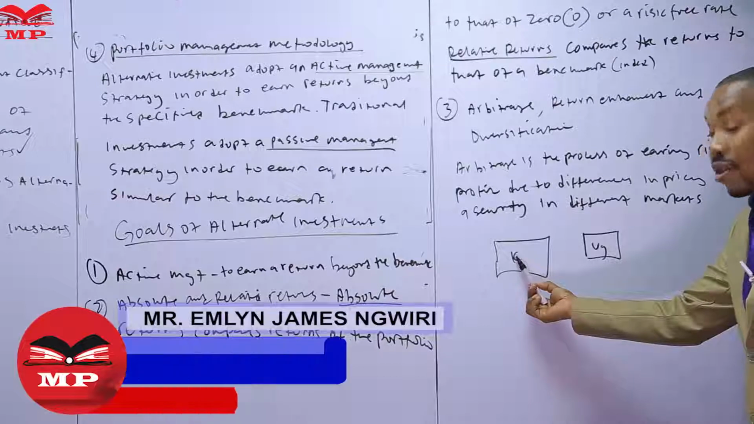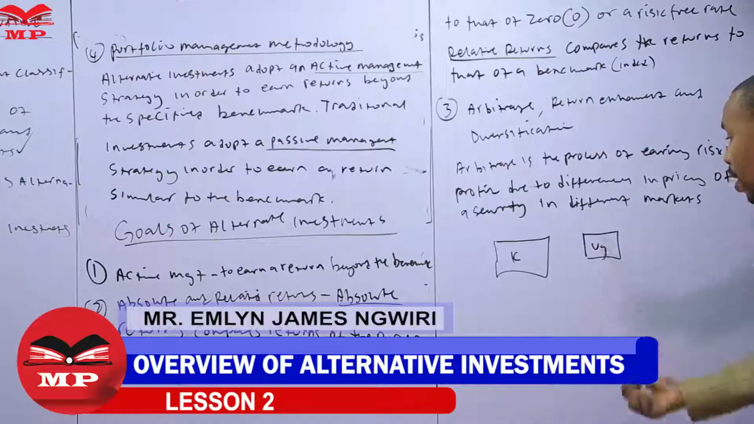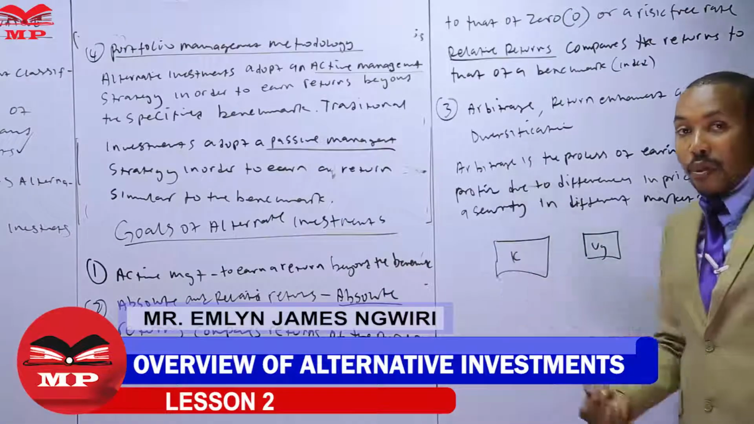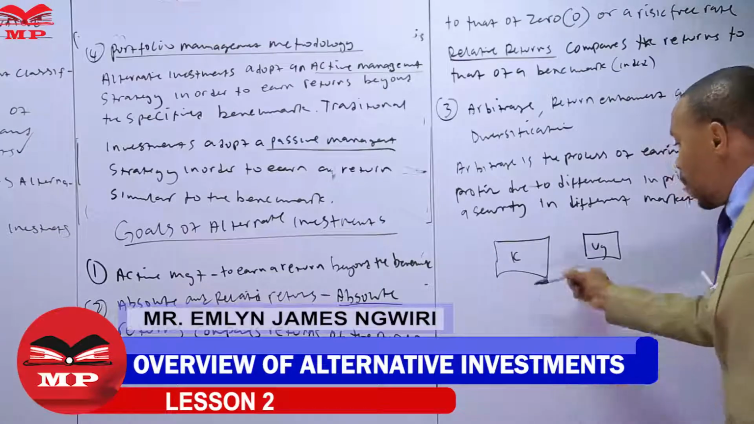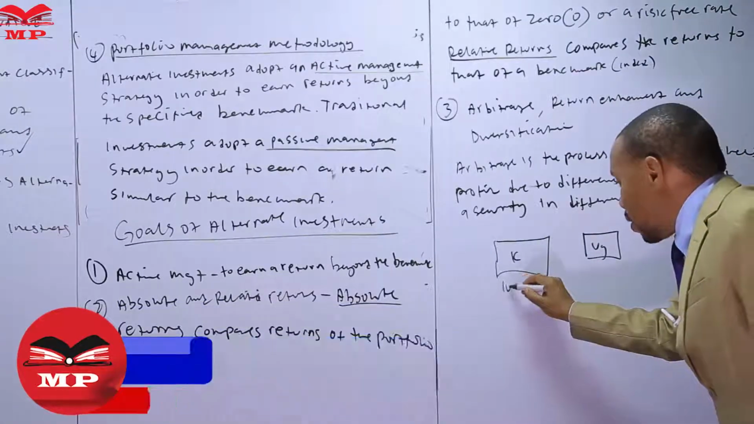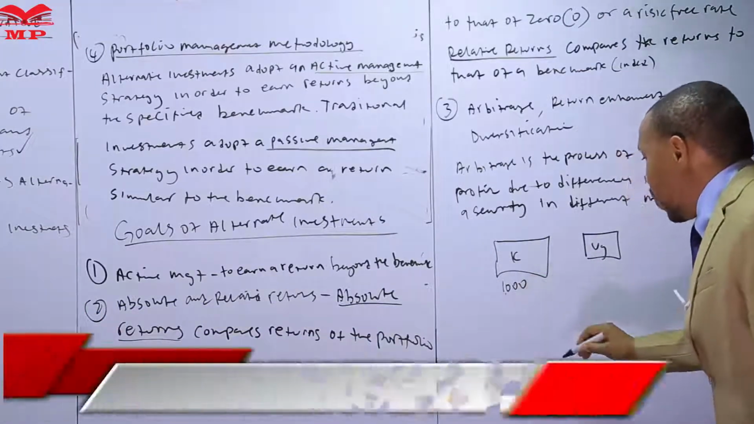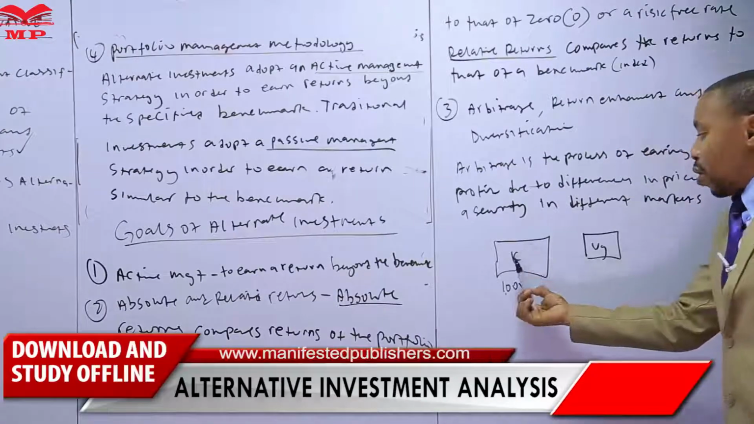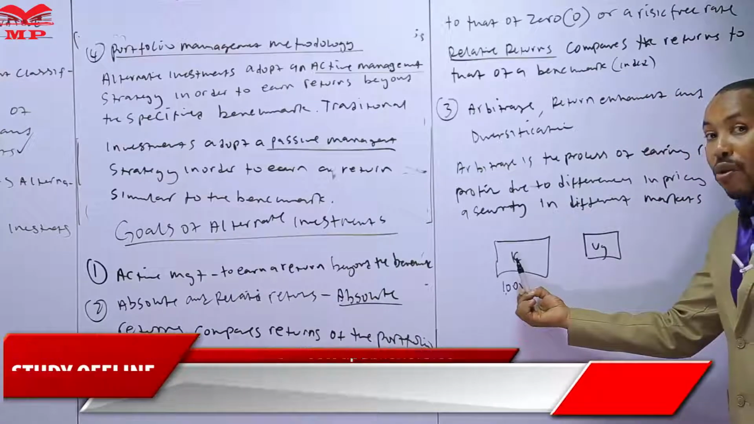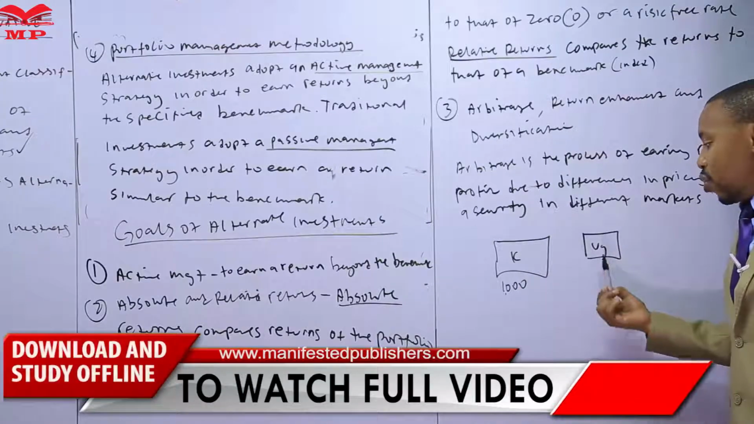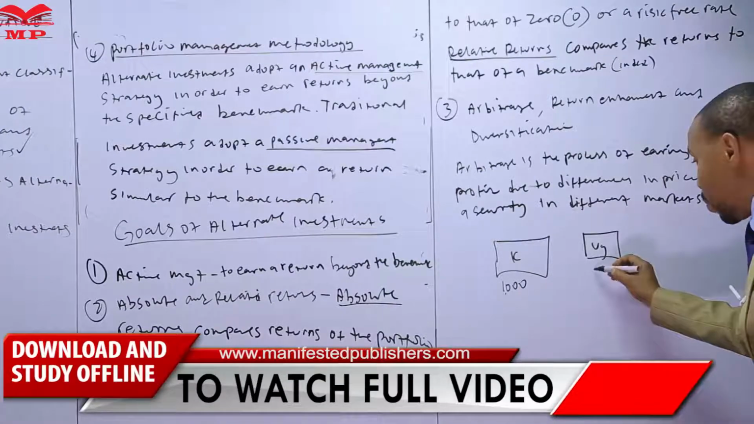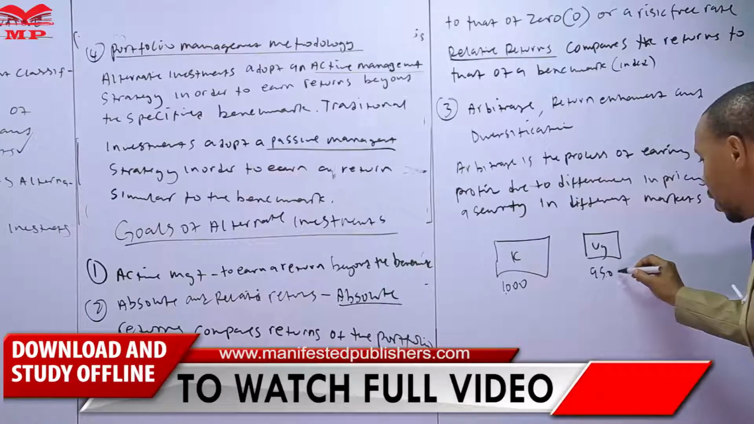in Kenya and is also concurrently floated in Uganda because of that component of cross-listing. The price of the bond is, say, 1,000 shillings here, and the corresponding bond being floated in Kenya is also floated in Uganda at a price that is, in terms of Kenyan shillings, 950 shillings there.